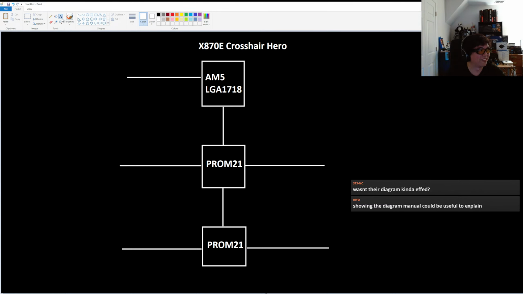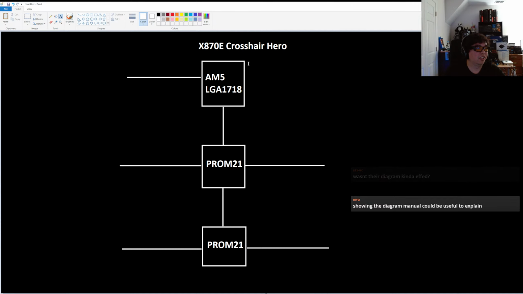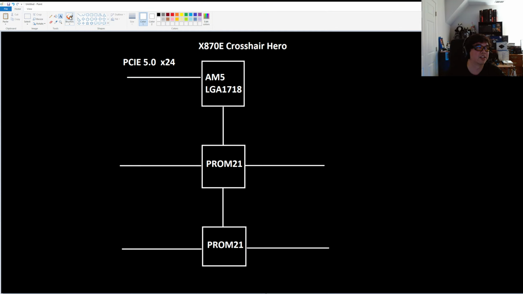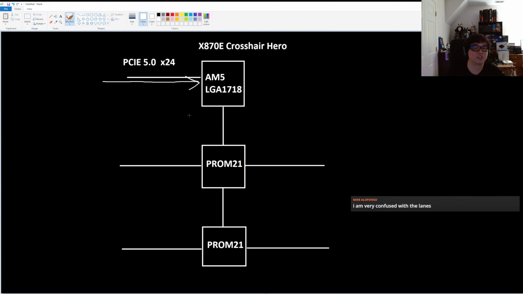Okay, so for every X870E motherboard, the socket has dedicated lanes because the socket is a system on chip. So it has PCIe 5.0, 24 lanes. Every X870E provides 24 Gen 5 CPU direct connect. That means that anything that plugs in here goes straight into the CPU, completely bypassing the chipset.